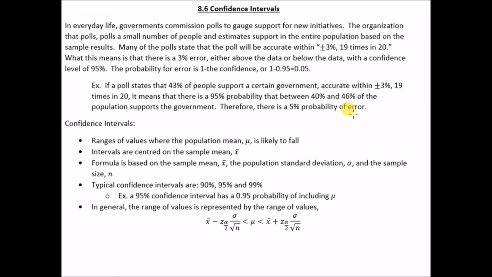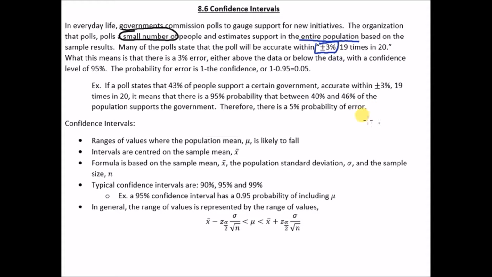8.6 confidence intervals. In everyday life, different people use confidence intervals. An example of this is when governments commission polls to gauge support for new initiatives. Organizations are hired to call a small number of people and ask who they're voting for or if they support a new initiative. They use that small number of responses to estimate support for the entire population.